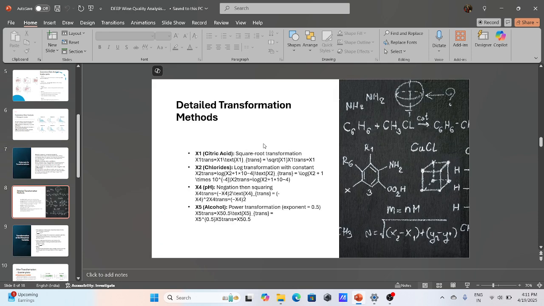Detailed transformation methods. For X1, which was citric acid, a square root transformation was implemented. For X2, chlorides, a log transformation with a constant. For X4, negative, then squaring. For X5, which was alcohol, a power transformation where the exponent was 0.5.